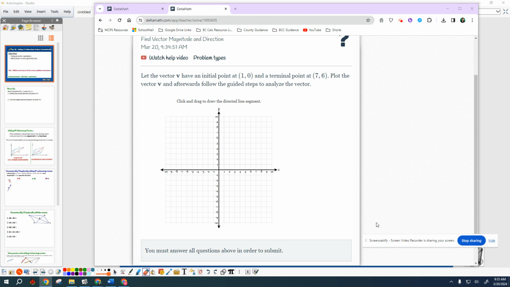given this starting point and that ending point, I need to find the vector. I don't have it yet. And I can't write on this the way it is, so let me fix that.